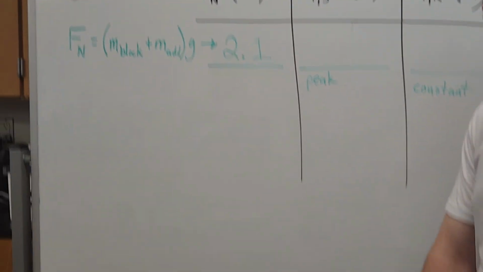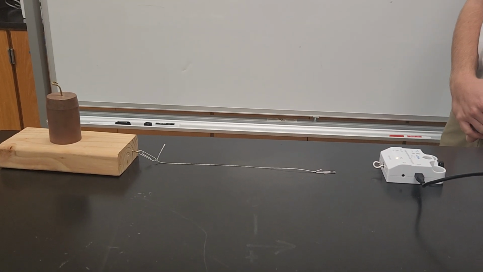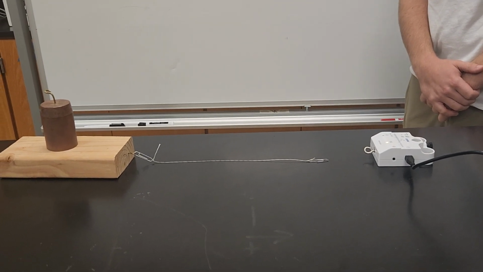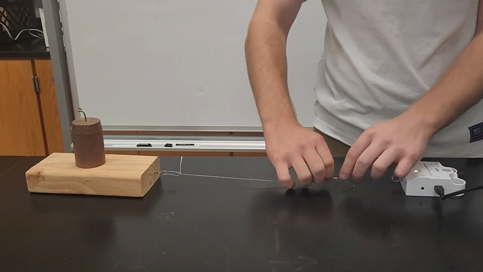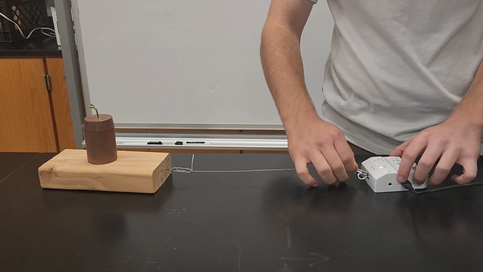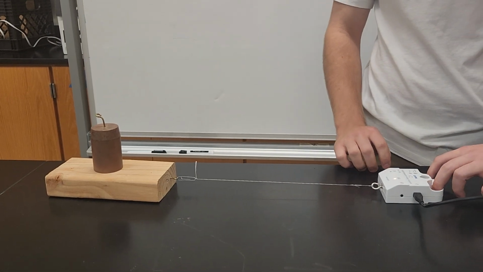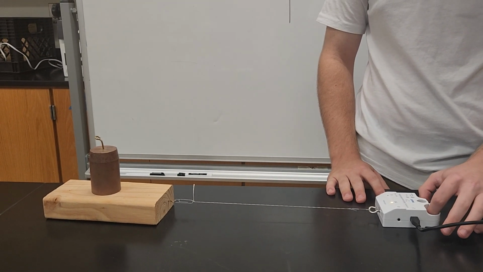To get the size of the friction force, we are going to need that force sensor. So the first thing that we need to do after we've zeroed it is hook that force sensor onto the string. And then we are going to pull it, slowly increasing the force until the block moves. And then once it moves, we are going to keep it moving at a constant speed.